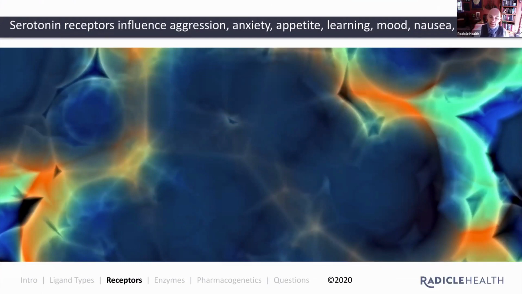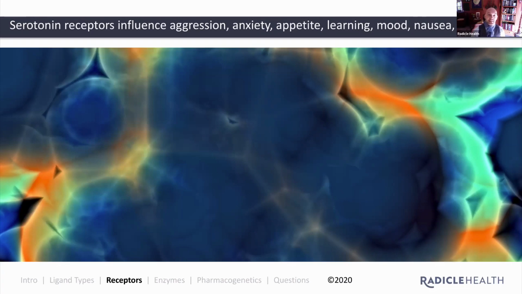Then we have 5-HT receptors. These are mostly G protein coupled receptors. They're typically activated by the neurotransmitter serotonin. 5-HT is an abbreviation for 5-hydroxytryptamine. Collectively, these are referred to as serotonin receptors. And 5-HT receptors influence aggression, anxiety, appetite, cognition, learning, memory, mood, nausea, sleep, and thermoregulation. It's a very important family of receptors. These receptors are the targets of hallucinogenics and also many prescription medications: antidepressants, antipsychotics, anti-migraine drugs, and antiemetics.